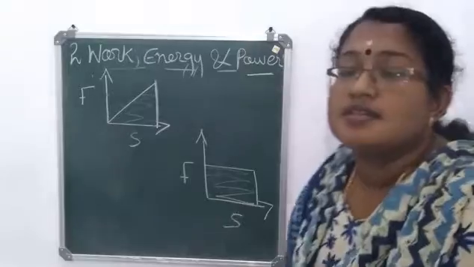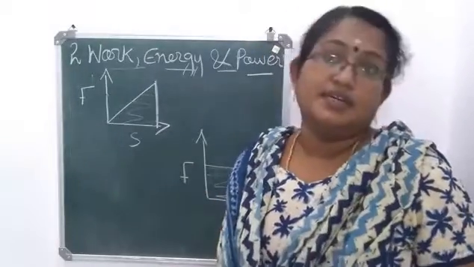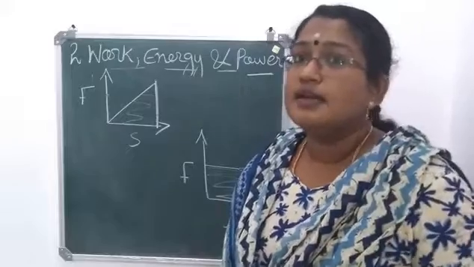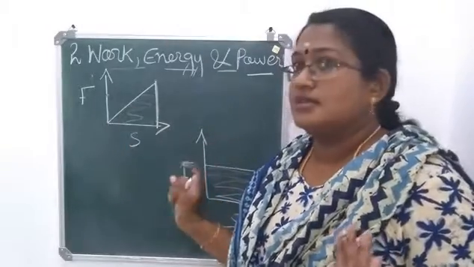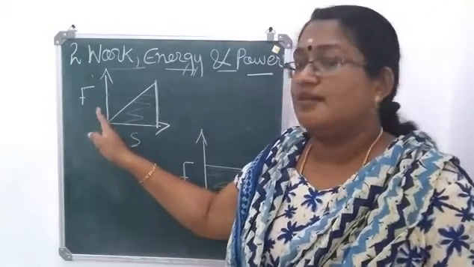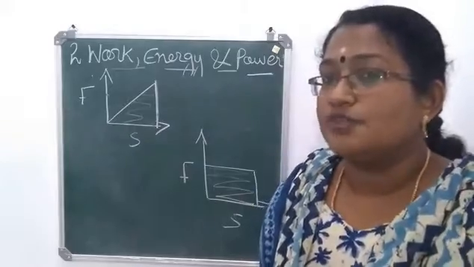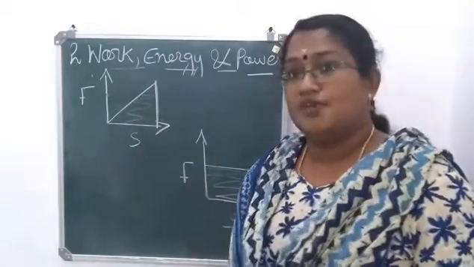Length into breadth is the area of a rectangle. So, length into breadth will give you the work done. Okay, so it's important. Please learn this. Both are force displacement graphs. Here force is variable, so the area under the curve is a triangle. Area of the triangle, half BH, will give you the work done.